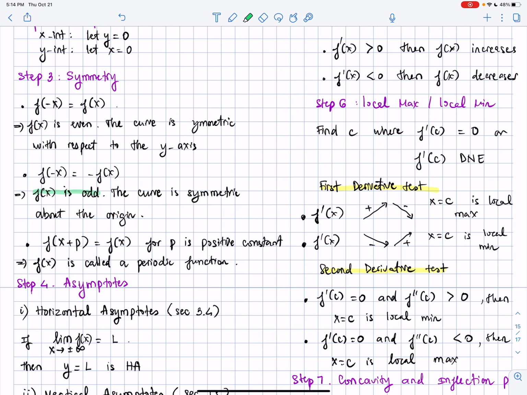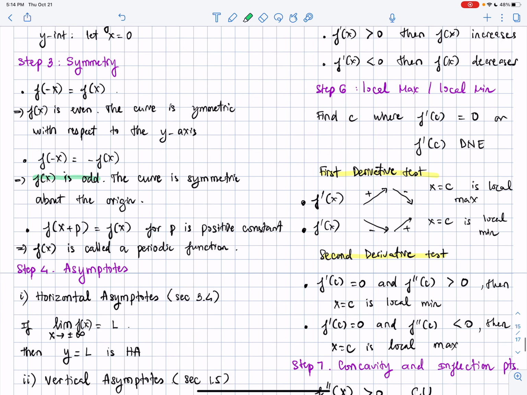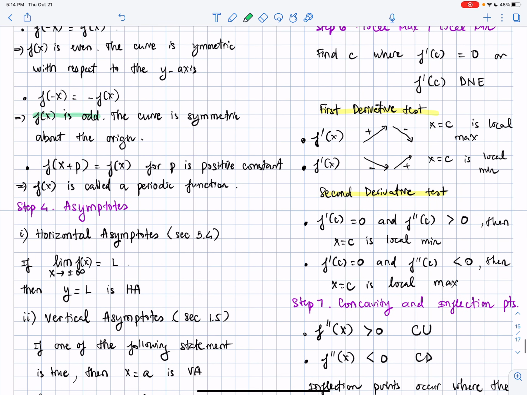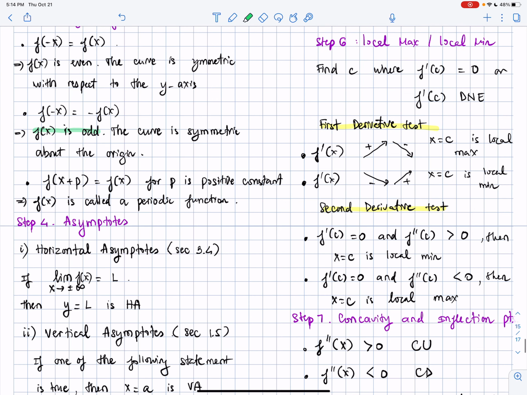We find the value c so that f prime of c equals 0 or f prime of c does not exist. We have 2 tests, the first derivative test and the second derivative test. For the first case, when f prime changes from positive to negative, we will get the local max. When f prime changes from negative to positive, then we will get the local min. To find the point of the local max and local min, we plug the value c into the function to find the output, the y part.